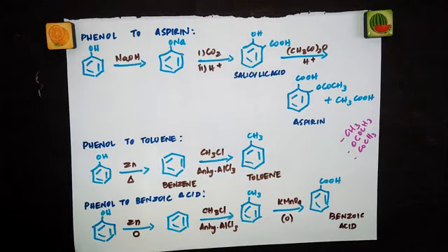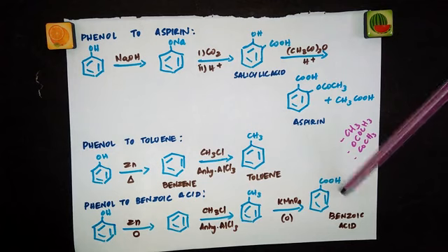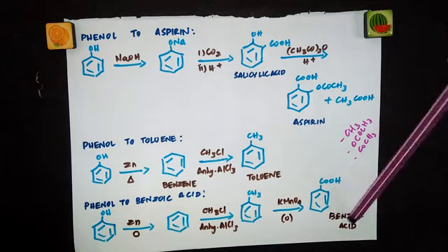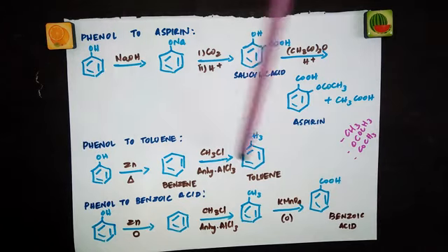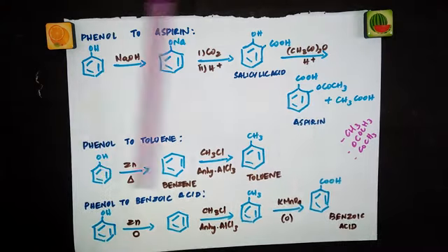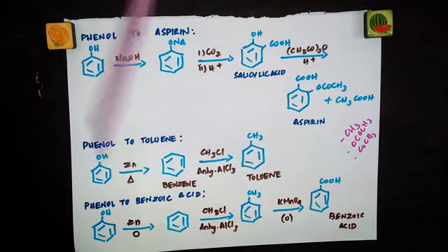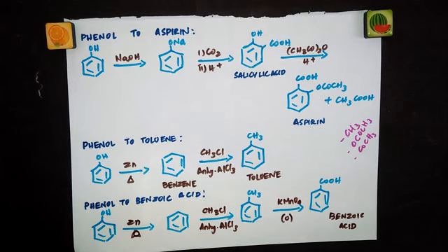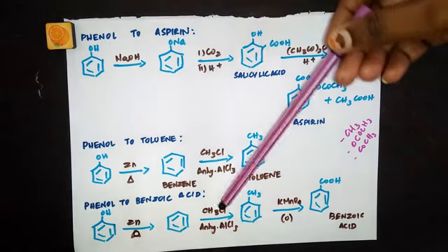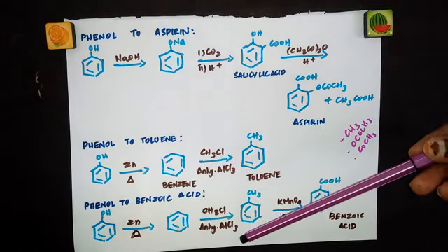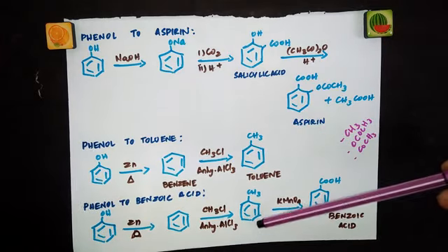You can convert toluene to benzoic acid by oxidizing toluene with KMnO4. You get benzoic acid, and you already know how to convert phenol into toluene. So you can start from here and then finally finish here. So take phenol, heat it with zinc, you get benzene, and then alkylate benzene with CH3Cl in the presence of anhydrous aluminium chloride. You get toluene, and when you oxidize toluene with KMnO4, you get benzoic acid, COOH group here.